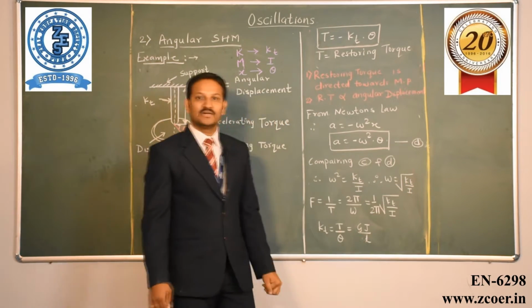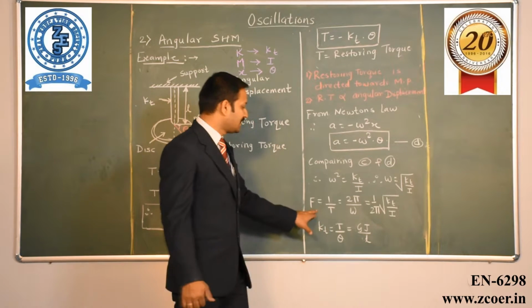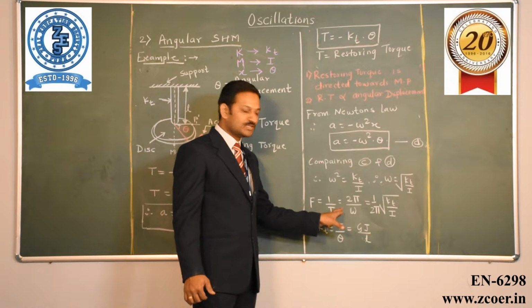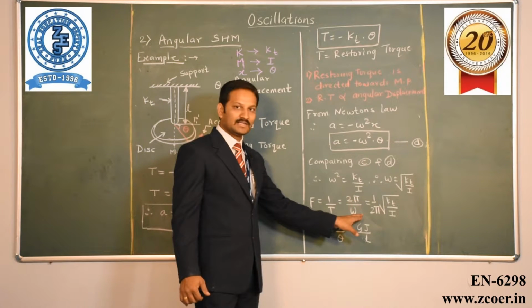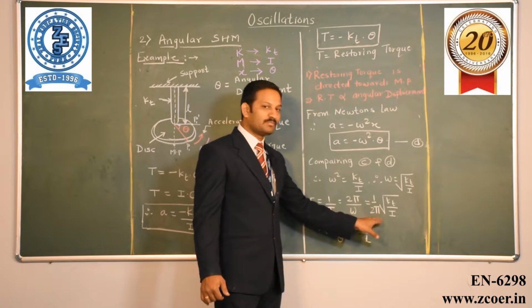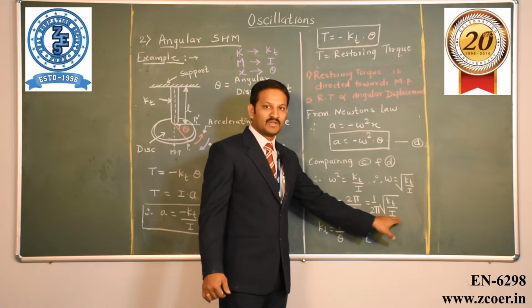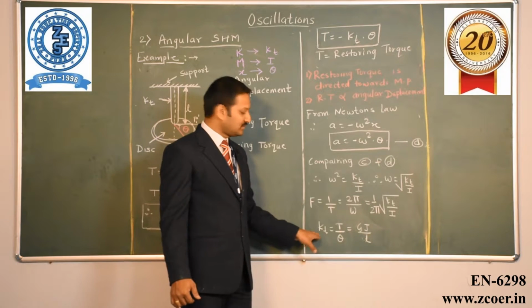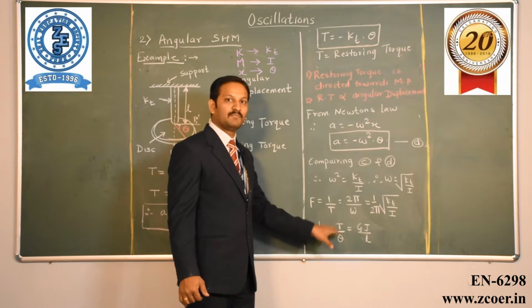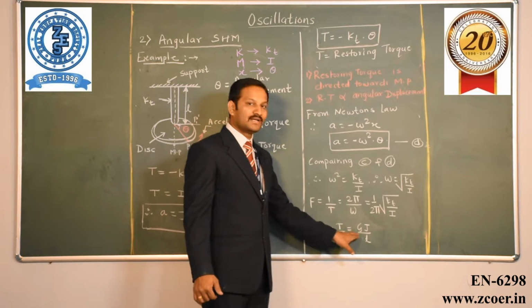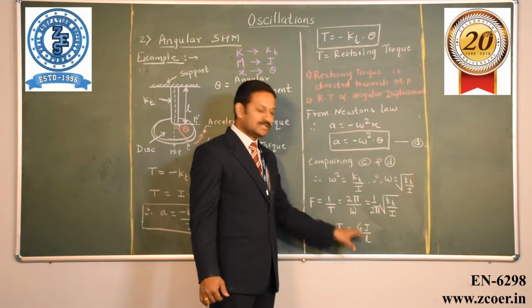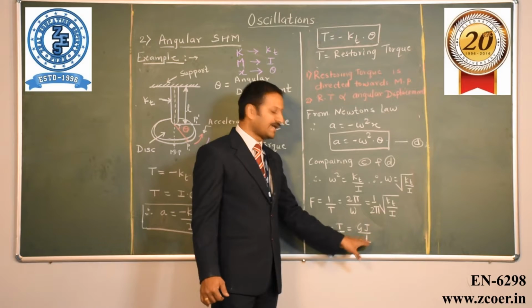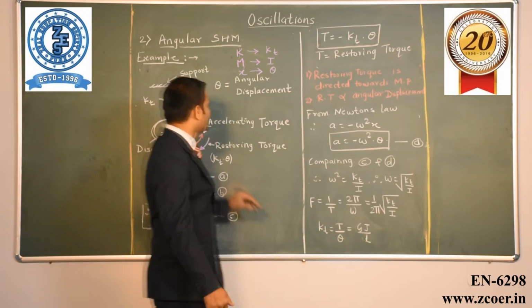Now, if I want to find out frequency in terms of hertz, then it will be 1 upon time period, or it is equal to omega upon 2 pi, that is equal to 1 upon 2 pi under root Kt by I, where Kt is torsional stiffness, which is also found using torque upon angular displacement, or GJ by L. G is modulus of rigidity, J is polar moment of inertia, and L is the length of that particular shaft.